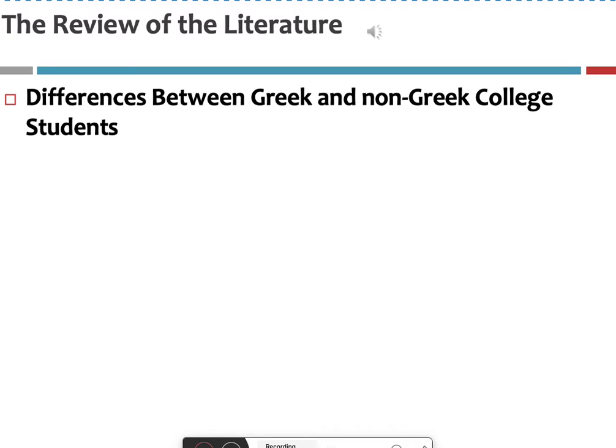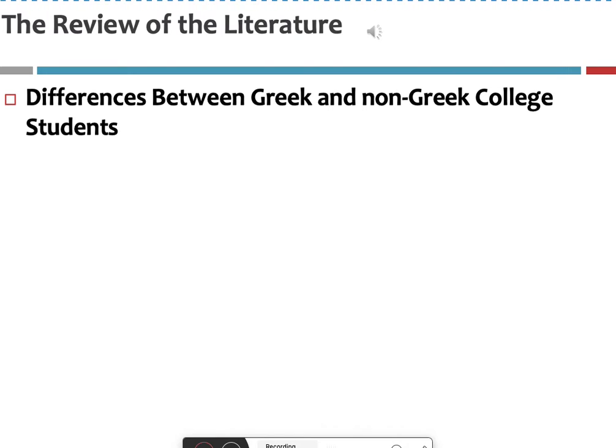As with pretty much all our methods, we want to start by first defining our concepts and then exploring the literature to see what has already been done that will help to inform the predictions that we'll make, the specific questions that we might ask in our research. And so we would want to review the literature looking at differences between Greek and non-Greek college students, or differences between students who tend to be more interested in joining fraternities and sororities and students who are not as interested. By reviewing the literature, we would have a better understanding of what research had already been done before our research.